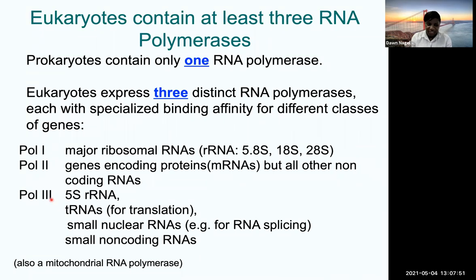Pol 3, or RNA polymerase 3, can also transcribe a class of small ribosomal RNAs, and also tRNAs, which are important for translation. So all the tRNAs that are made are usually transcribed by RNA polymerase III. And then there are also some other types of small nuclear RNAs, which are involved in RNA splicing, as you will see, and also small non-coding RNAs, which are involved in other types of gene regulation, either at the transcription level or at the translation level. Eukaryotes also have mitochondria, right? And these mitochondria have their own RNA polymerases that help to transcribe the mitochondrial genes. We're not going to talk about those.